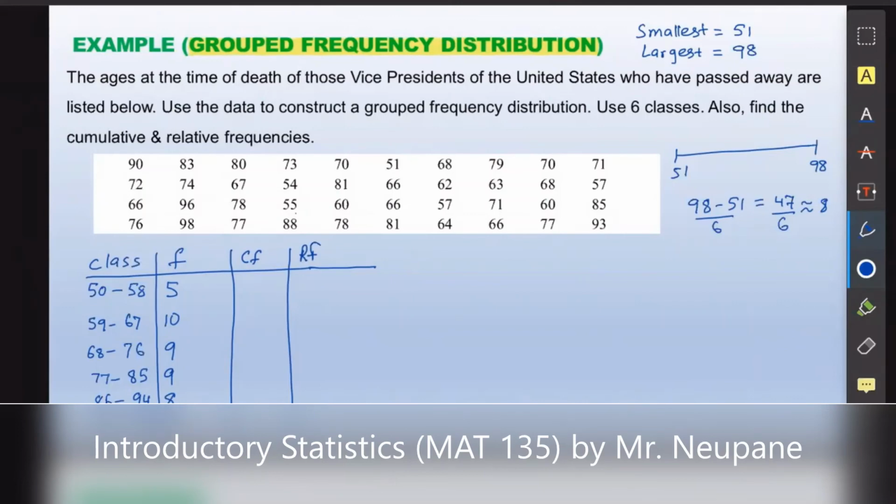Now, do one thing. Try to add those numbers. Try to add those frequencies. Use your calculator and add. How much is that?